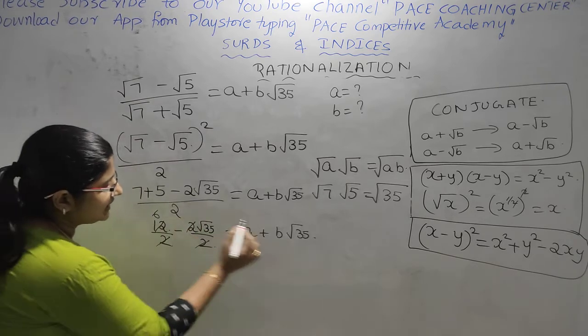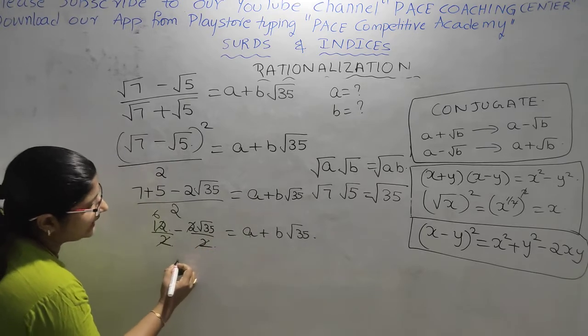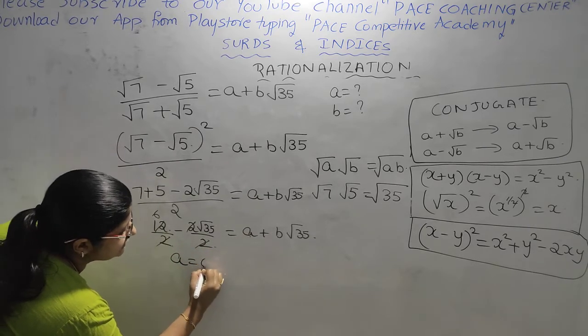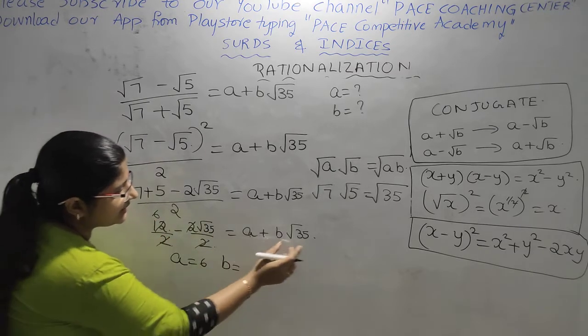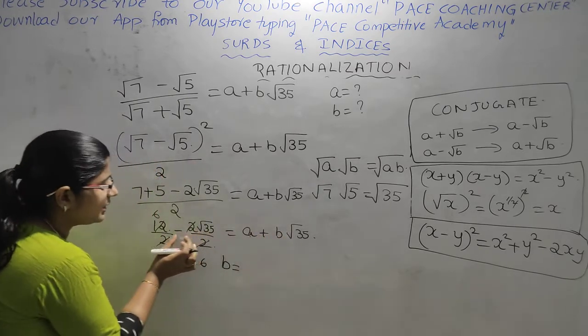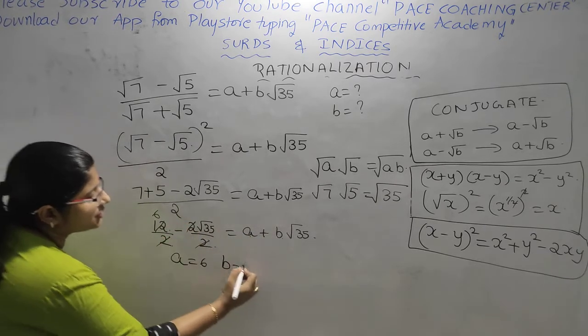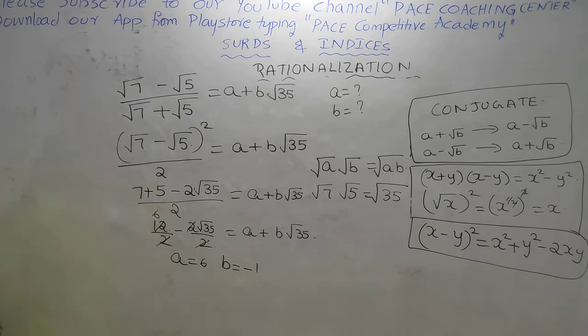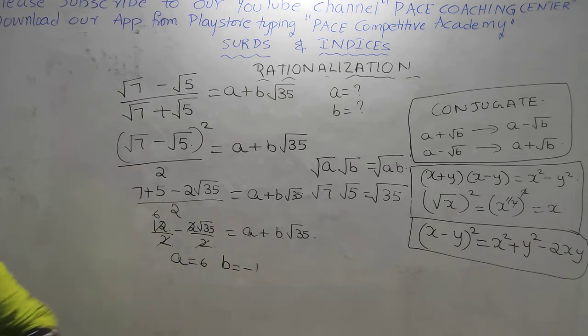So by comparing these two, what can we conclude? A is equal to 6 and B is equal to, here you have a plus sign but you have a minus sign, so in place of B you have minus 1. So the values of A and B are 6 and minus 1.